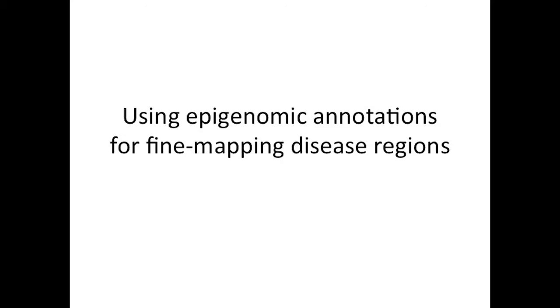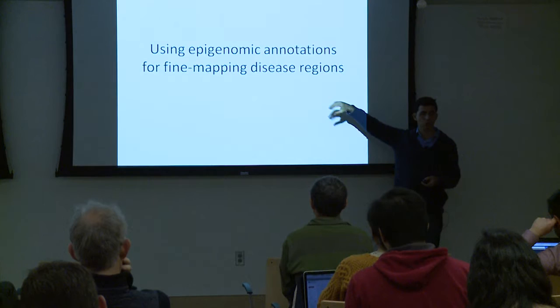The other aspect is to use epigenomic annotation for fine mapping these disease regions. So the first part was figuring out the causal cell type.